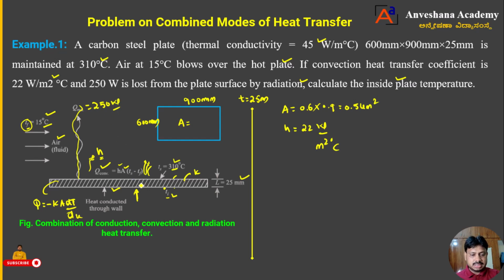That means, dear students, whatever conduction heat transfer takes place here, that plate is exposed to the atmospheric air. That air will come and absorb some amount of heat and transfer it to the surrounding air. That is convection heat transfer. But he has given that some amount of heat is going to be lost through radiation. That amount of heat he has already given, that is 250. If so, then what is the inside temperature of the plate he is asking to calculate?